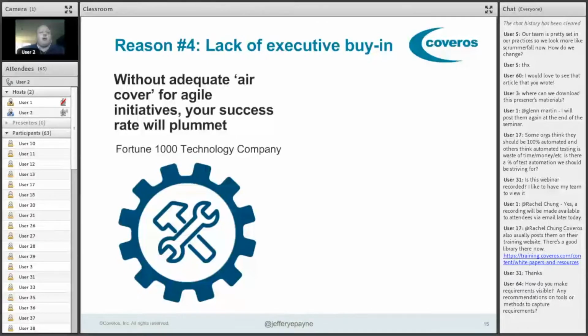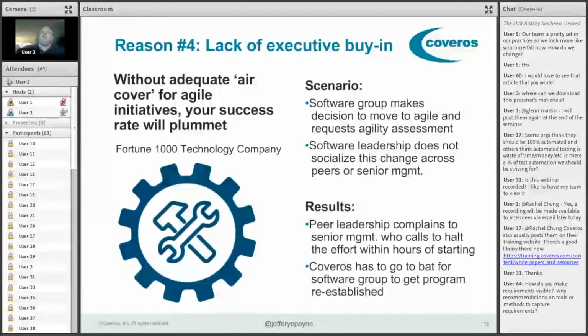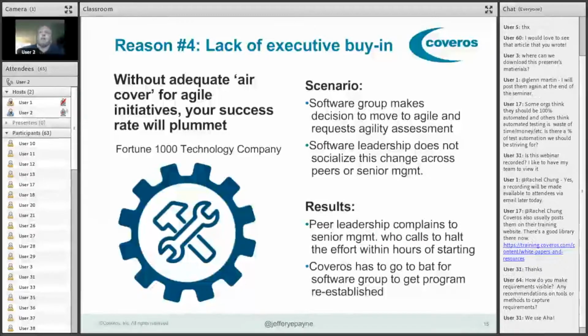Perfect example. We were doing an Agile transformation at a Fortune 1000 technology company, and we ran into this exact problem. The situation was the software group had made the decision to move to Agile, mainly because they had spent a year trying to define requirements and getting frustrated because they could never lock down the requirements and actually get past requirements into design and development. And they were looking for a different approach than trying to define the requirements all up front. And they stumbled upon Agile, and they agreed to have us come in and do an Agile assessment and then move into helping them put in place Agile and roll it out.